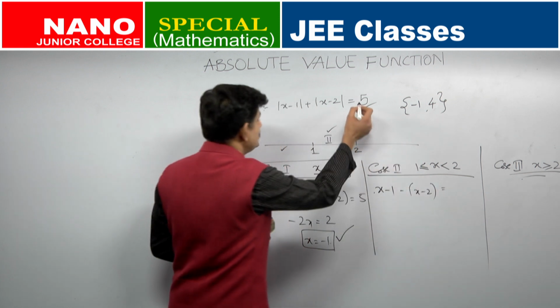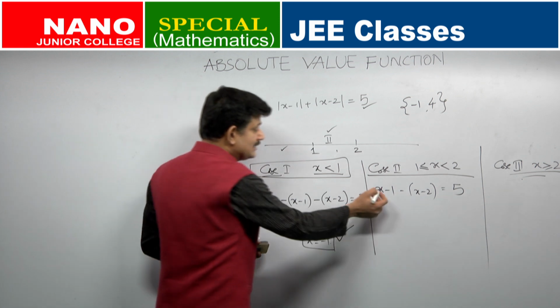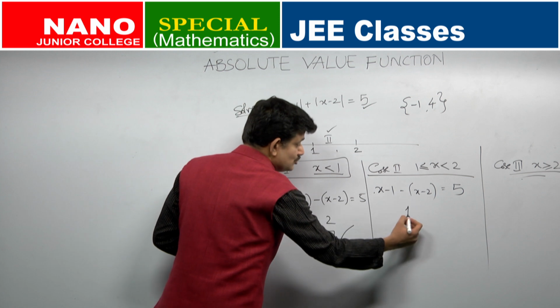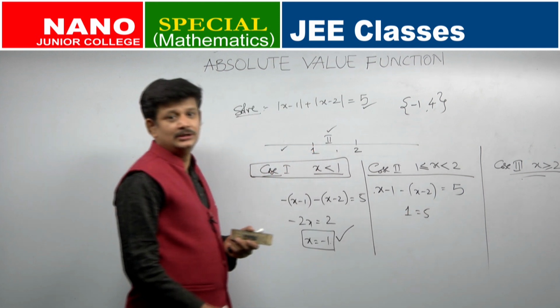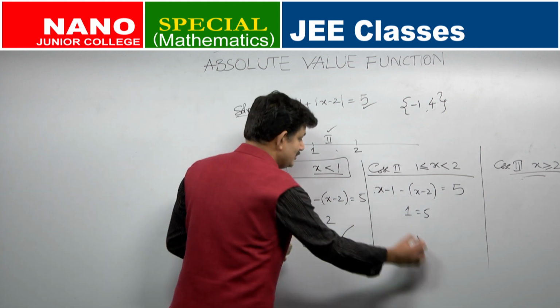So, this sum should be how much? 5. Let us solve this equation. What is happening here? x and minus x are getting cancelled. I have minus 1, I have plus 2. So, I am left with 1 is equal to 5. Is it ever possible that 1 will be equal to 5? Never, right? Not even in our dreams.